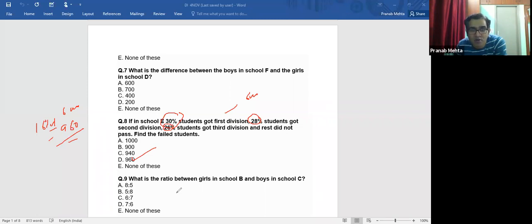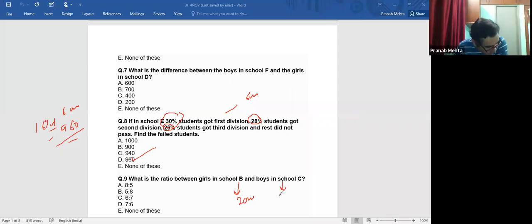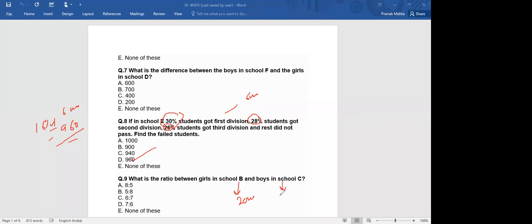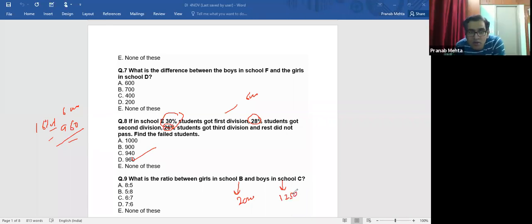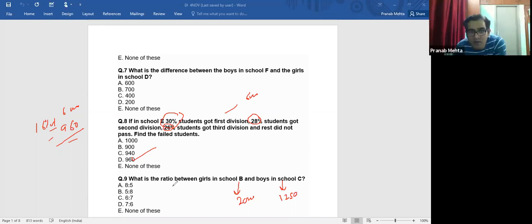Question number 9. What is the ratio between the girls in school B and the boys in school C? How many girls are there in school B, dear? Girls in school B, 2,000. Boys in school C is 1250. So how much are you getting? Boys, tell me what is the answer? 8:5. All of you got the same answer, no problem.